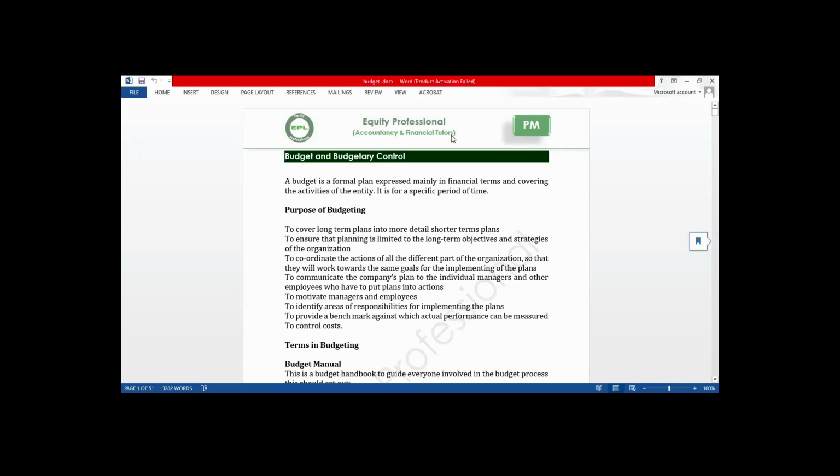So what is budget really? If you are required to define budgets, budgets can be defined as a plan expressed in monetary terms, covering all the activities of the business entity for a specific period of time.